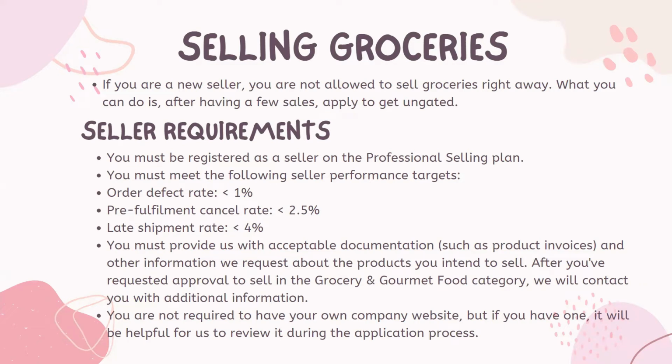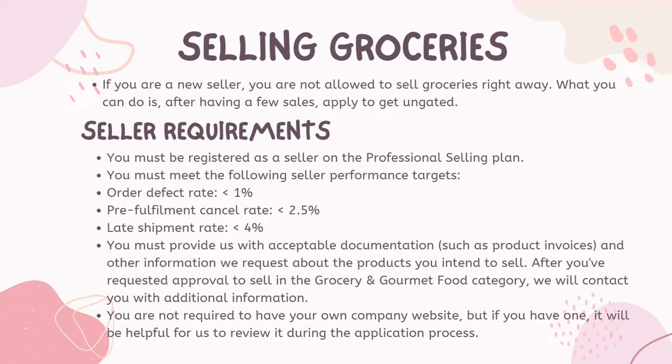In order for you to be able to get ungated in groceries, the first thing is you need to be registered as a professional seller, so you need to have a professional seller plan. You must also meet the following seller performance targets: order defect rate is less than 1%, pre-fulfillment cancel rate is less than 2.5%, late shipment rate is less than 4%. You must also provide acceptable documentation such as a product invoice and other information they request about the product that you intend to sell.